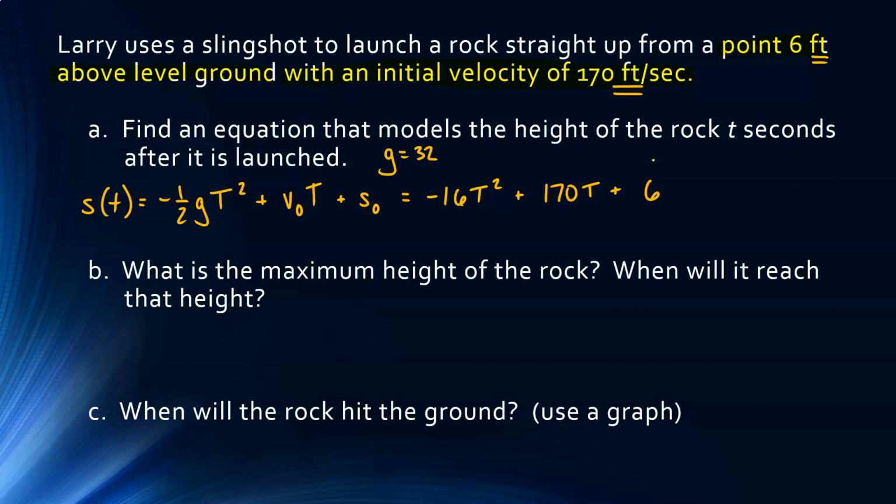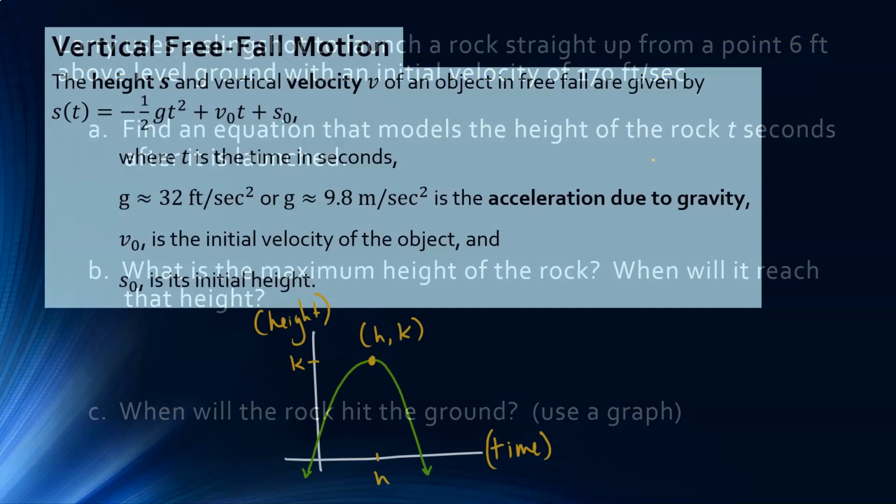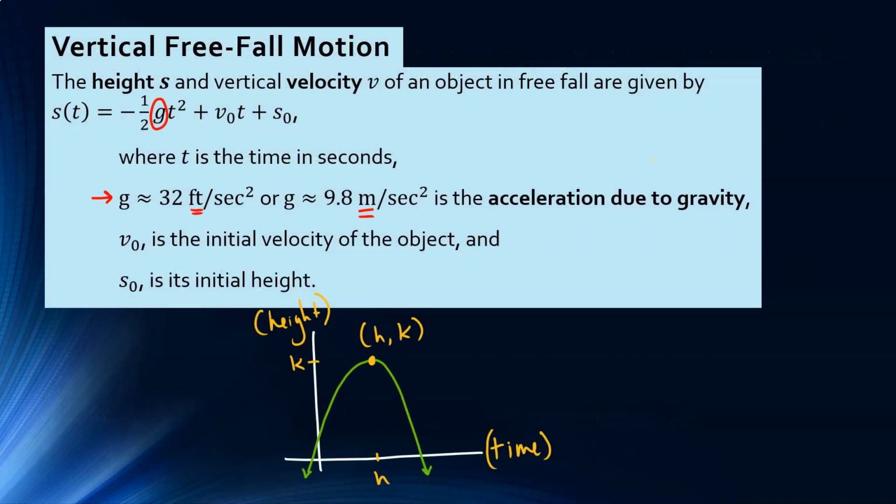So it says, what is the maximum height of the rock, and when will it reach that height? All right, before we answer this question, let's go back to this graph. What we're trying to figure out is the maximum height. Now, the x-axis represents your time, and your y-axis represents our height. So in the vertex, remember we have that h and k. The h value does not represent the height. The h value represents the time for that maximum value. The y value, or the k, represents the height.